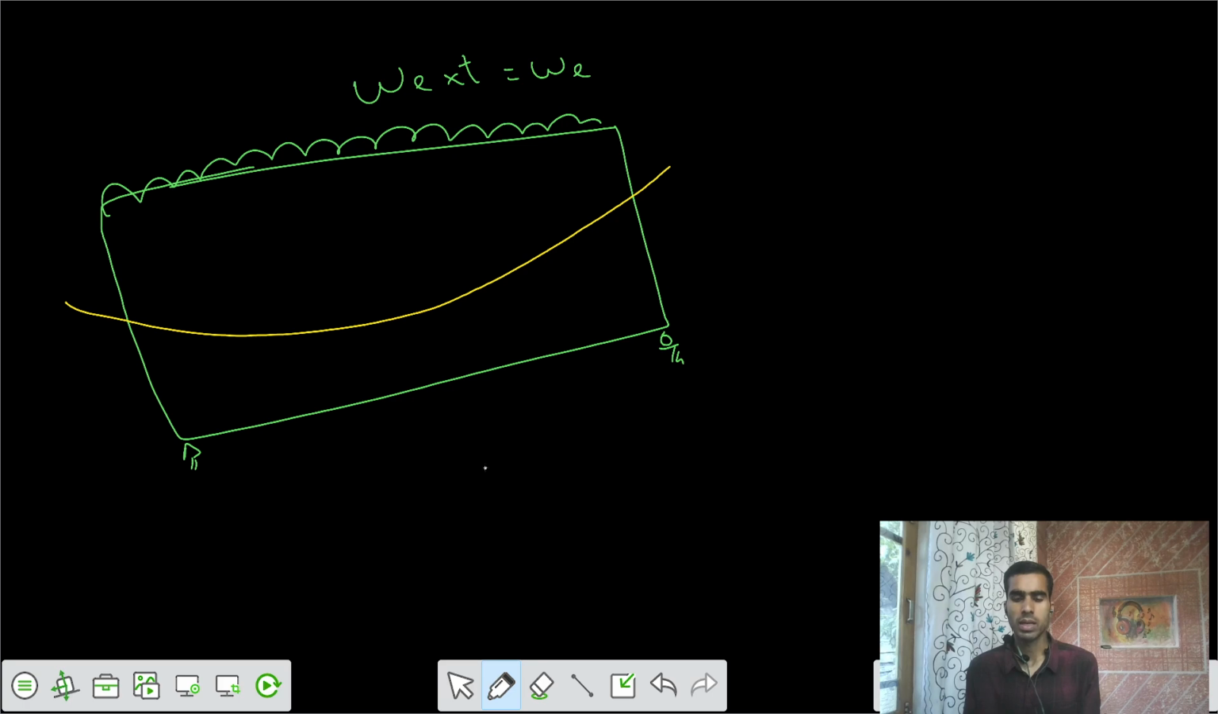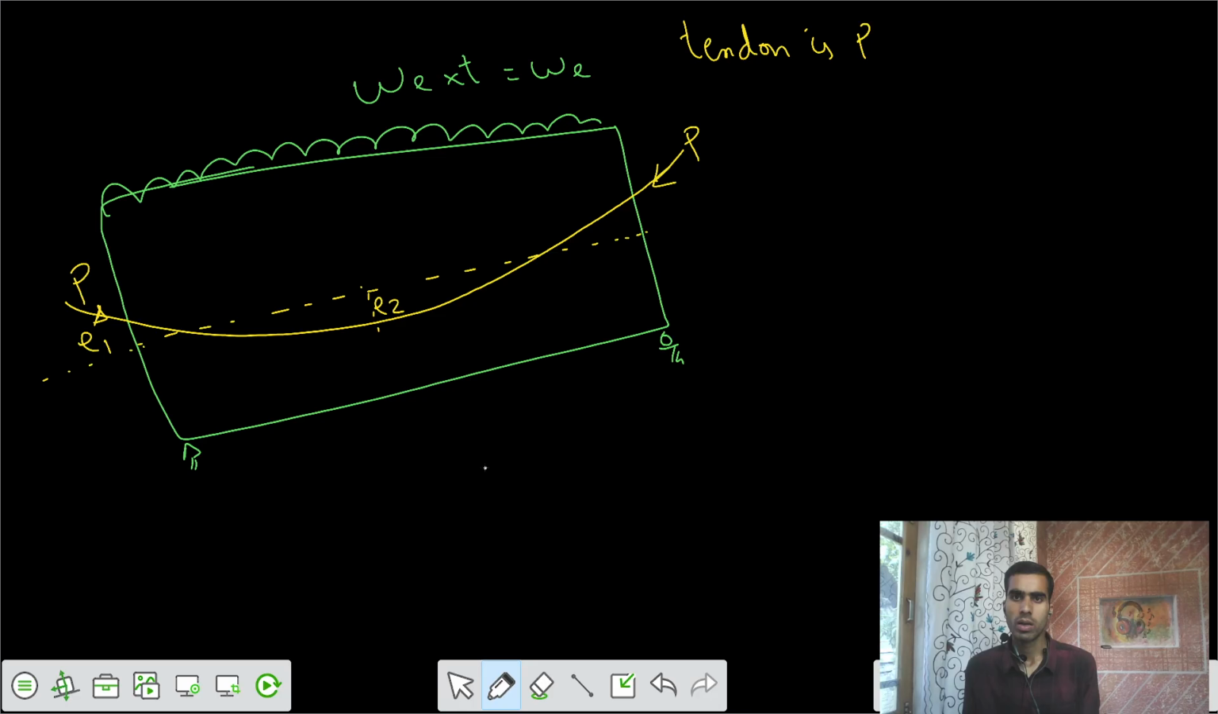I'm going to place the cable in this way, such that there is some eccentricity at the two points. There is some eccentricity E1, eccentricity E2. At the midspan, there is some eccentricity E2 below the neutral axis, and at the ends, we have eccentricity of E1 above the neutral axis, and we are having this cable as a parabolic cable.